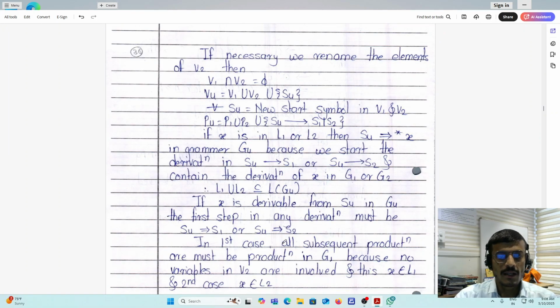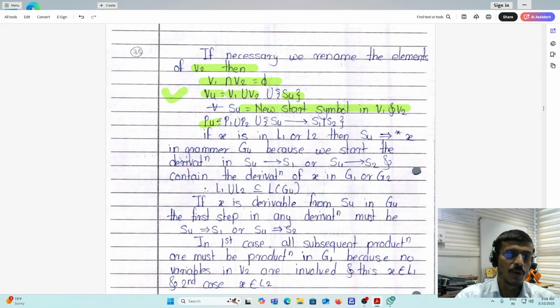Now, if necessary, we rename the elements of V2, so that V1 intersection V2 should be equal to phi. So V_U means the non-terminal symbols after performing the union operation, which will be V1, V2 union S_U. S_U is nothing but the new starting symbol after the union operation. So that is nothing but the non-terminal symbols. You can see here, S_U is the new starting symbol, not in V1 and V2.